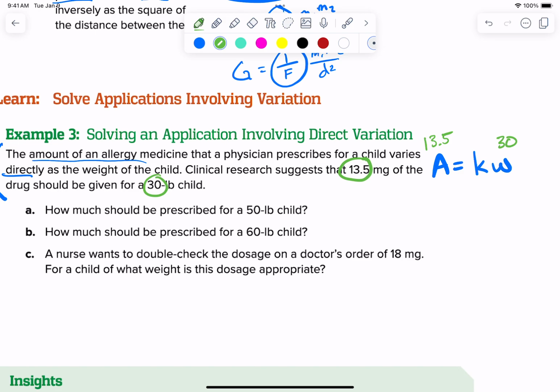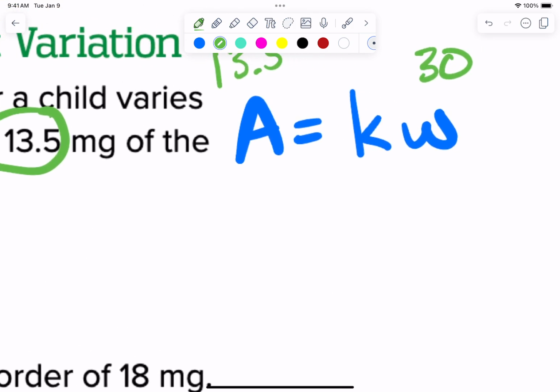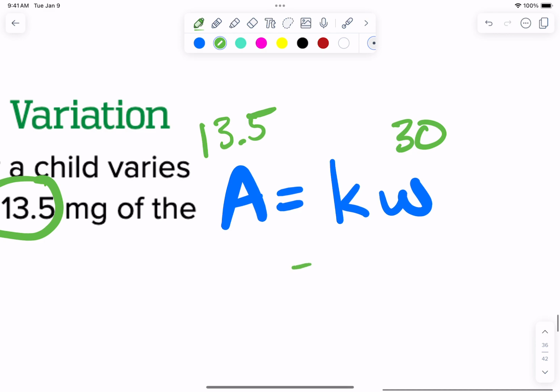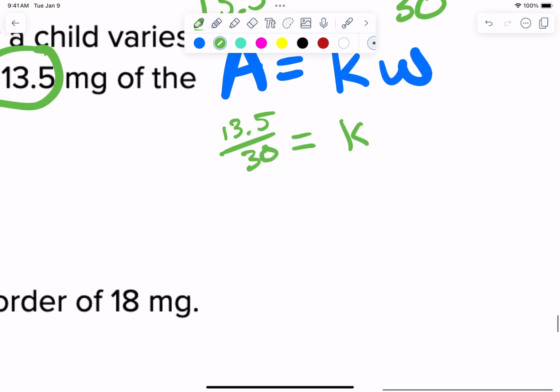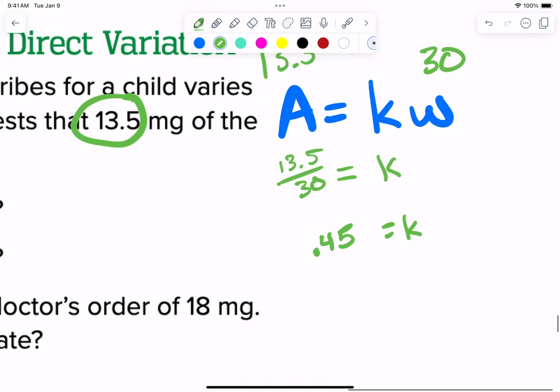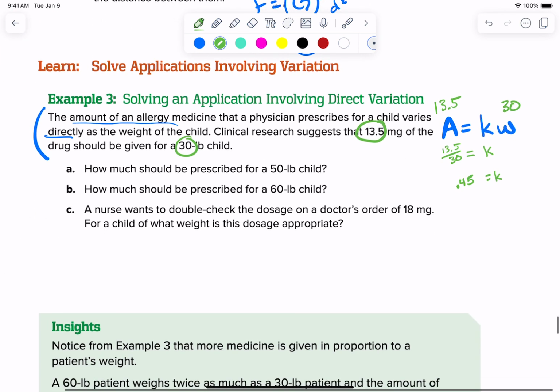And K is the constant, but K in this scenario represents kind of the dosage, right? So what would the dosage be? If I am trying to find K, I would divide 13.5 by 30. K is what? 0.45. So it's 0.45 milligrams per pound, right? That's what K is representing in this case. So my actual equation is A equals 0.45 times the weight.